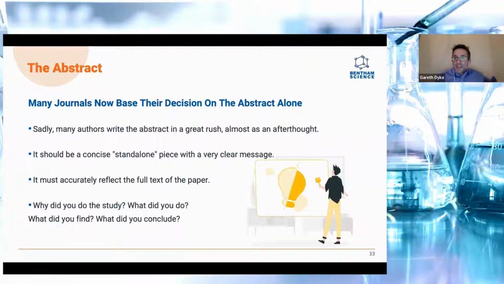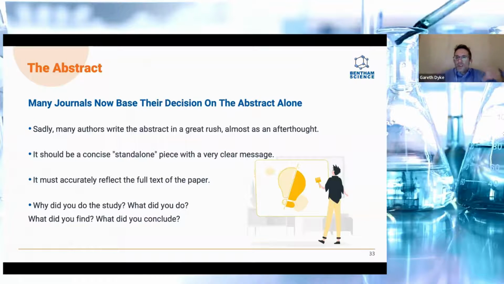So write down these questions. The next time you've got to write an academic abstract for a conference or for an academic paper, answer these questions and then delete the questions. Why did you do the study? What did you do? What did you find? And what did you conclude? Why did you do the study? That's the introduction, right? What did you do? That's the methods. What did you find? Those are the results. And what did you conclude?